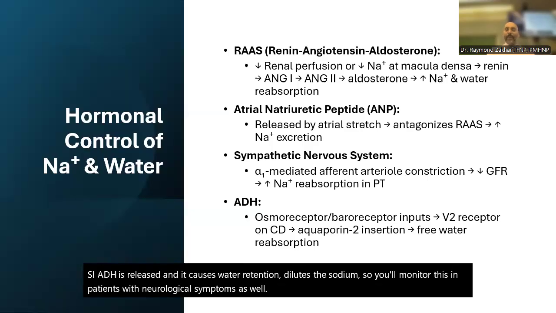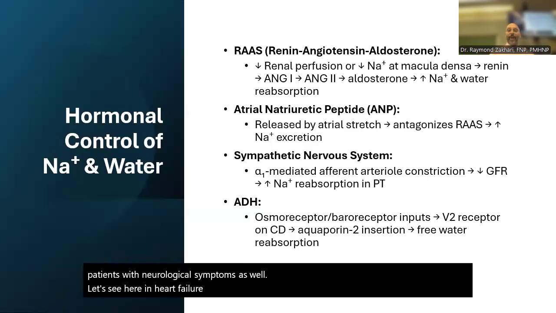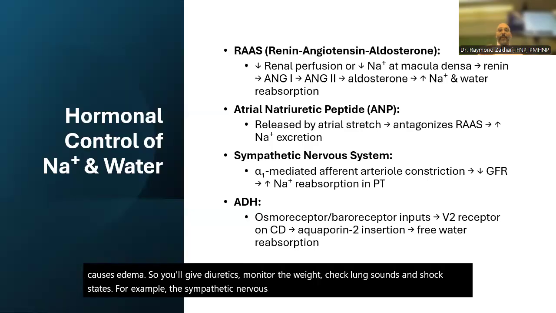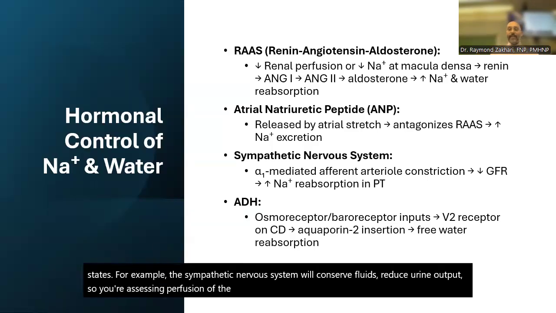Let's see here. In heart failure, overactive RAS and low ANP lead to sodium retention. That causes edema. So you'll give diuretics, monitor the weight, check lung sounds. In shock states, for example, the sympathetic nervous system will conserve fluids, reduce urine output, so you're assessing perfusion of the vital organs. And so you have an assessment to figure out what is going on based on how the body responds.